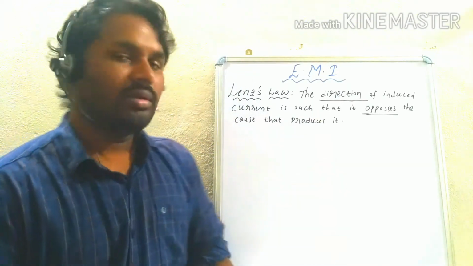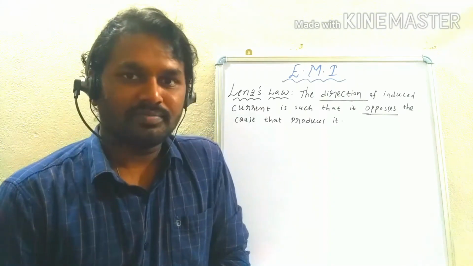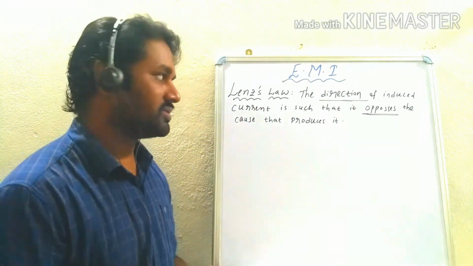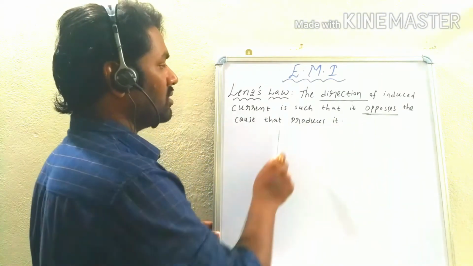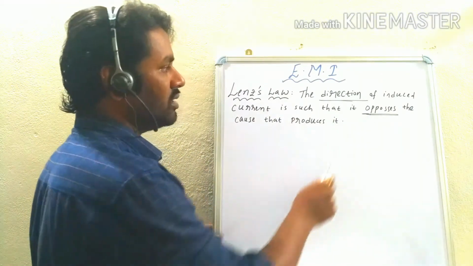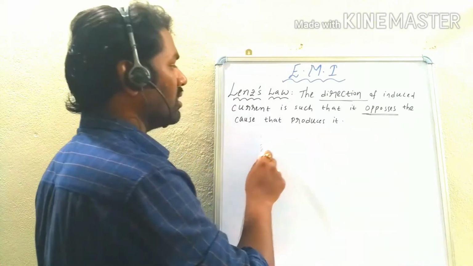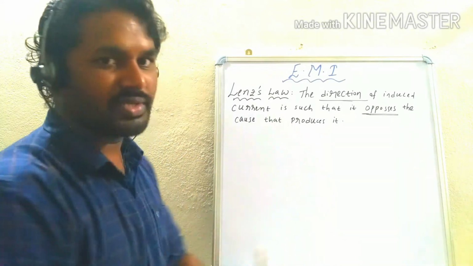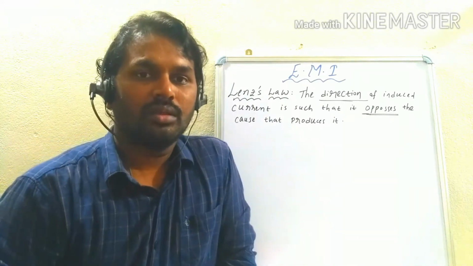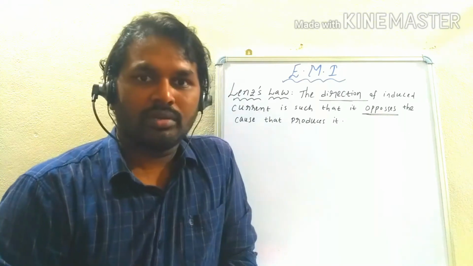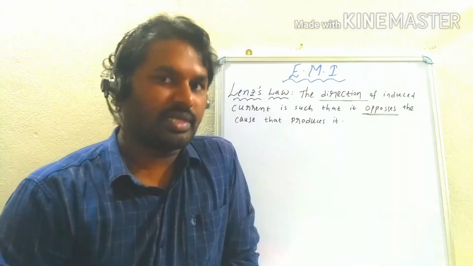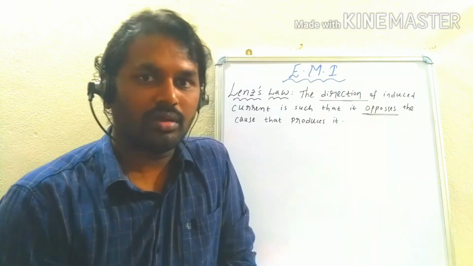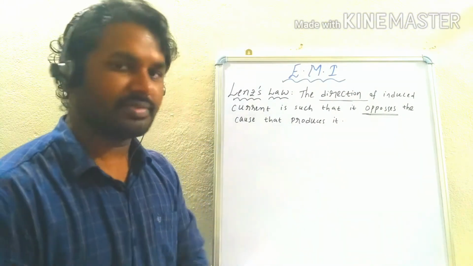Here we have the statement for Lenz's law. Let us see once. The direction of induced current is such that it opposes the cause that produces it. To understand this statement, or to find the direction of the induced current, I can explain with the help of a diagram. Let us see.